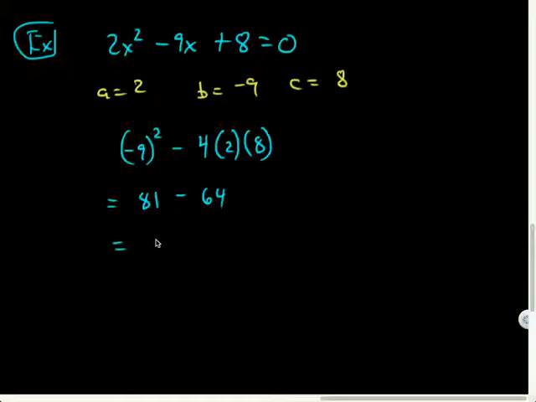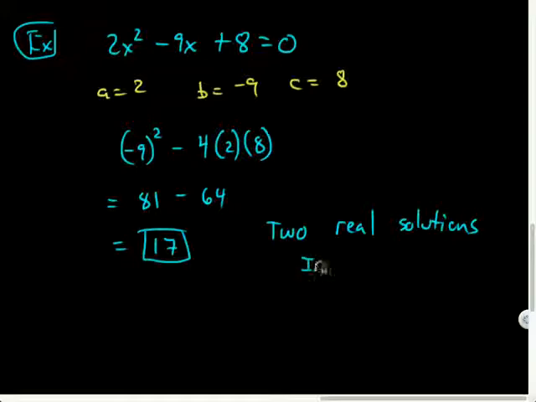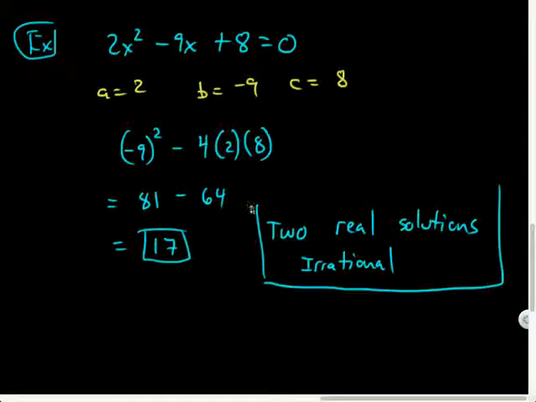81 minus 64 is 17. So that's the value. It's positive, so how many solutions do I have? 2 real solutions, because they are plus or minus the square root of a positive number. It will give me 2 numbers. And it's not a perfect square, so that means these are irrational. All right, so that's the idea behind the discriminant. You're using it to analyze the types of answers we're going to get.